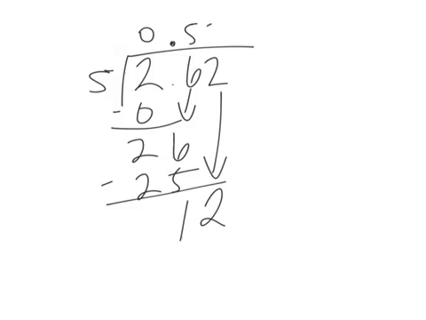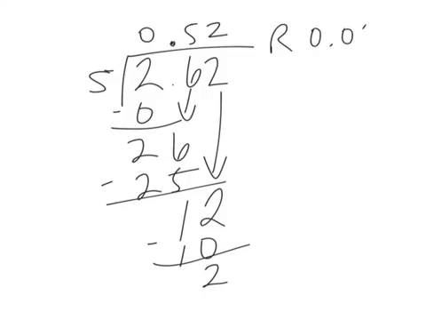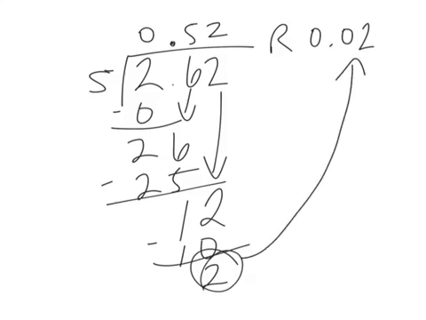5 goes into 12 twice. 5 times 2 is 10. So I have 2 hundredths left over. Why? I'm in the hundredths place value. I have 2 hundredths left over, not 2 whole ones. So how do I show that? R 0.02. So this 2 is not 2 whole ones, not 2. It's decimal 02.